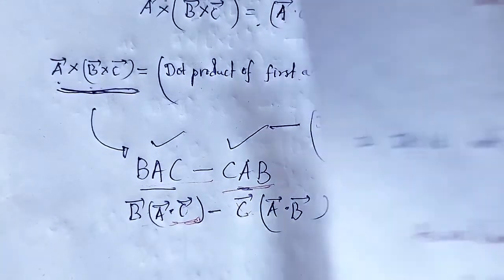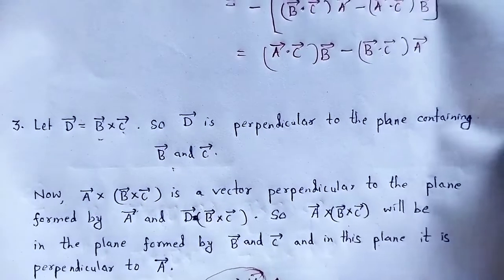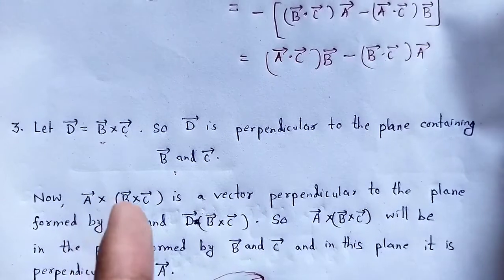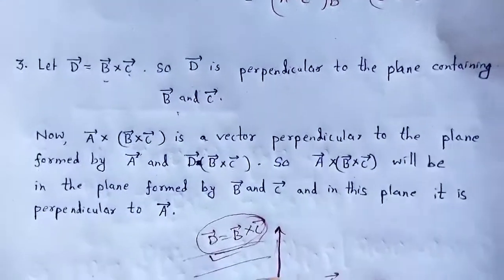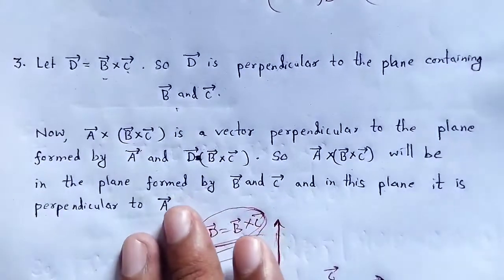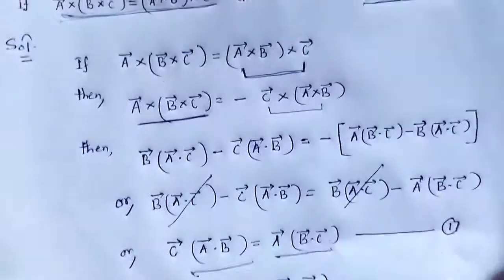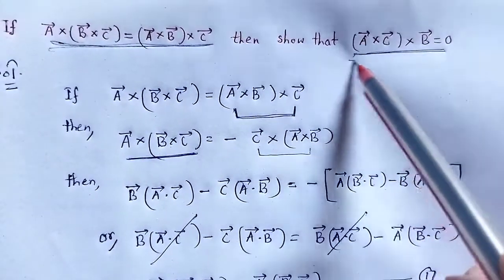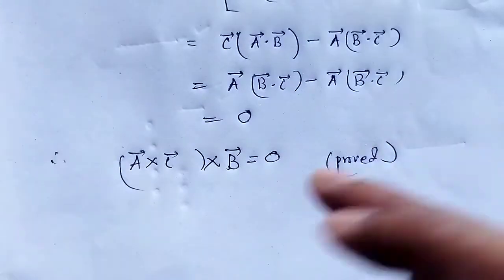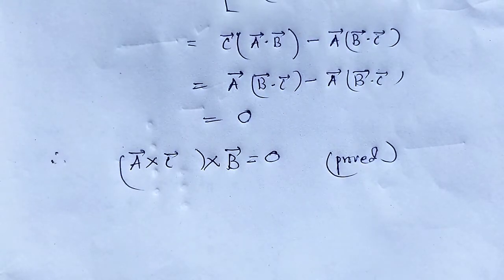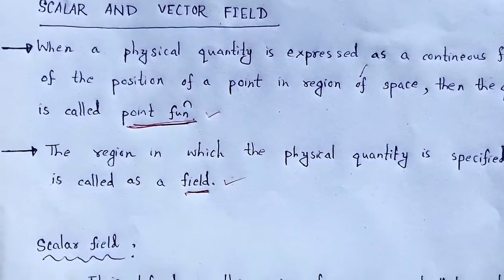Some characteristic properties of the vector triple product: it is not commutative, it is not associative, and the vector, being a cross product, is also perpendicular to the plane containing the vector a. Then there are examples related to the vector triple product, and so this one is 0. By using the vector triple product expansion rule, we solve or prove them. The last concept is scalar and vector fields.